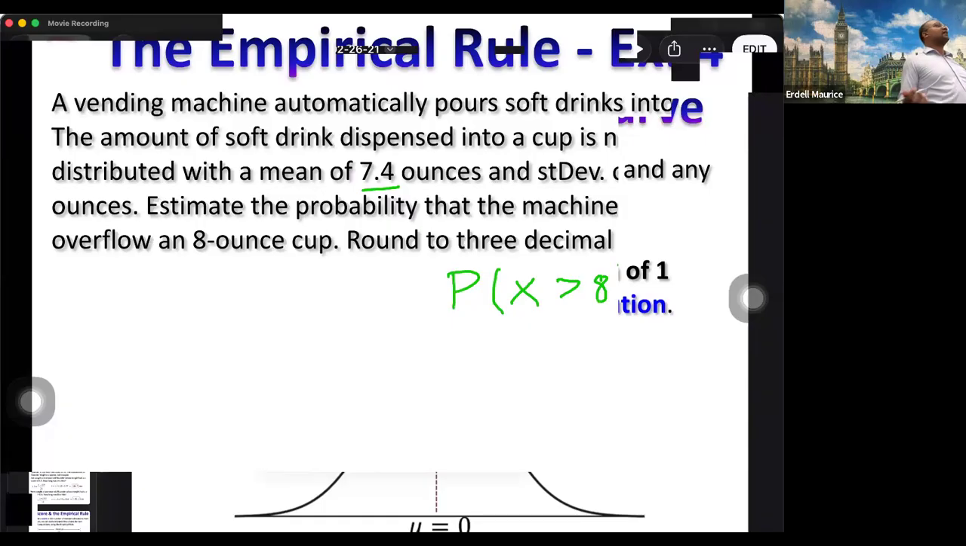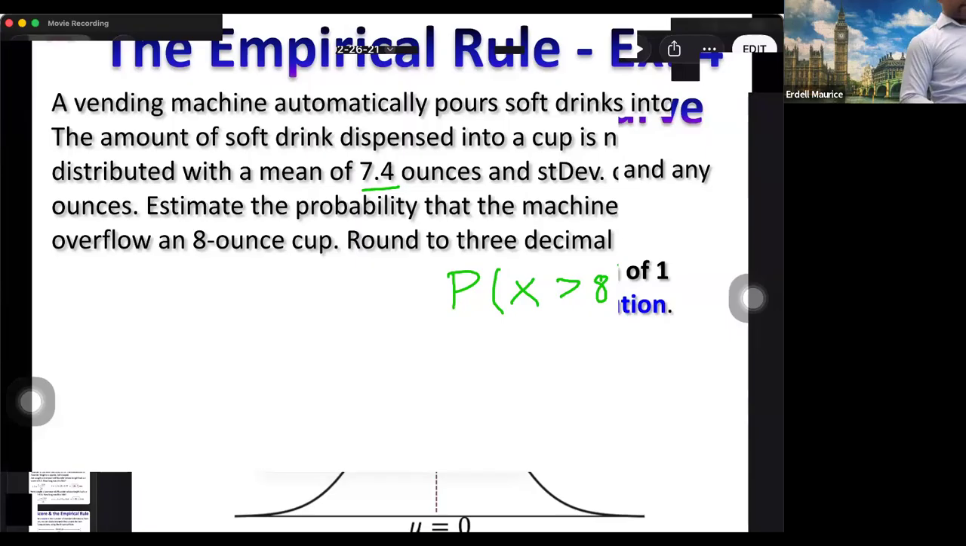It doesn't say it directly, but it says overflow. To overflow means I have to put more than 8 fluid ounces into that cup. And so that's what it's asking me. It's asking what's the probability of me putting more than 8 fluid ounces into that cup. Does that make sense? Questions? Comments? Queries? Concerns? All right.